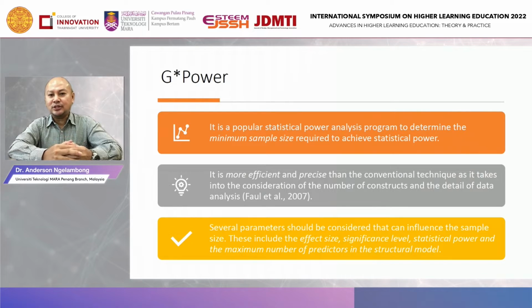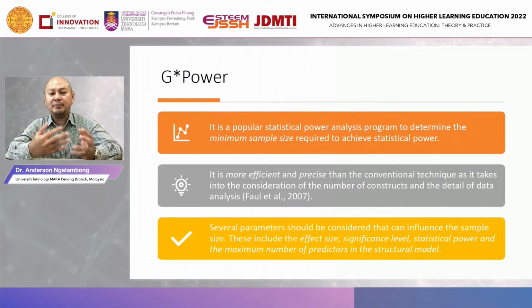It is more efficient and precise than the conventional technique, as it takes into consideration the number of constructs and the details of data analysis. Here you can see they introduced the number of constructs. Just now I mentioned variables; sometimes we say variables, sometimes we say construct or factor. They mean the same thing. The number of constructs means how many independent variables. Just now I mentioned exogenous variables, right? In most research method classes, maybe you mentioned independent variables.